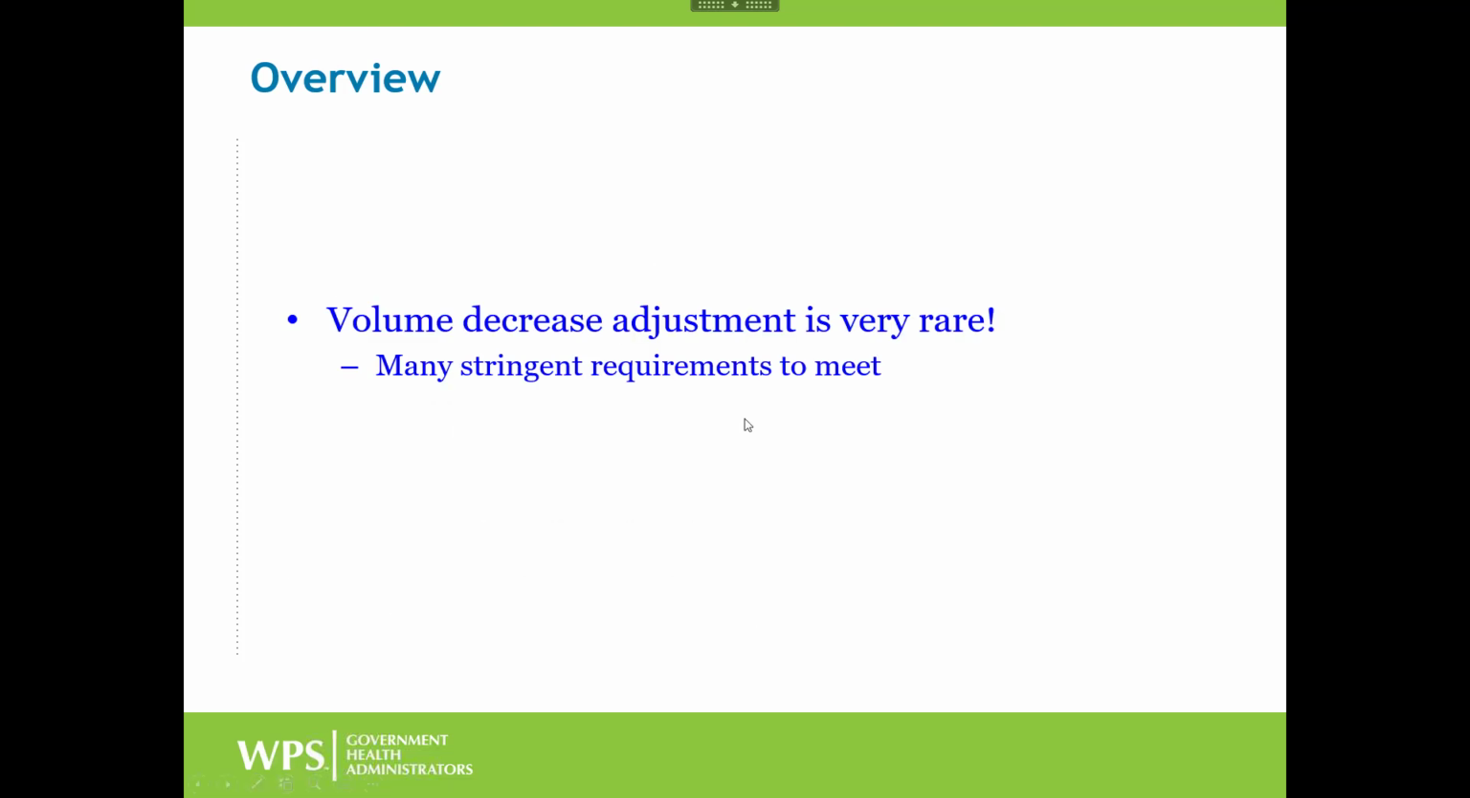So again, the volume decrease adjustment is very rare. Quite a few stringent requirements to meet. The basic goal of this video is to make sure providers are aware of whether they may or may not qualify for this payment, and if they do believe they qualify and they do plan on submitting a request, to make sure you're aware of what you need to submit to get that and how to calculate the payment. So a lot of stringent requirements there.